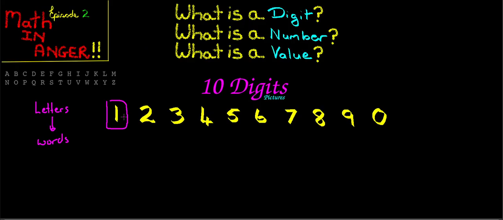And then what do we do with digits? In the alphabet, letters are used in order to write words. In mathematics, digits are used in order to write numbers. So what is a number then? Well, that's a number. I'm not going to say it. You're already thinking it. You've already read that.